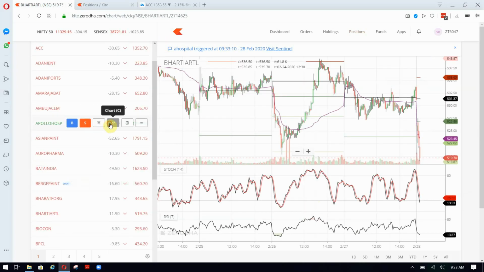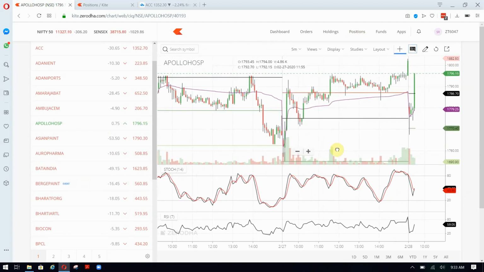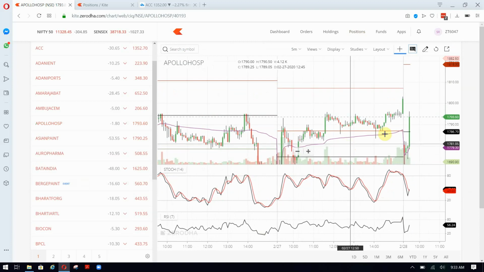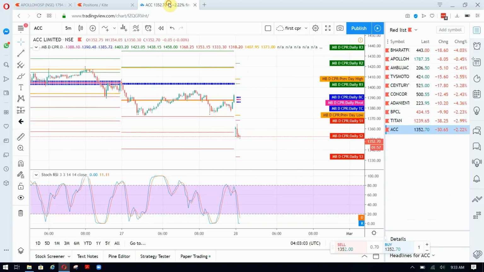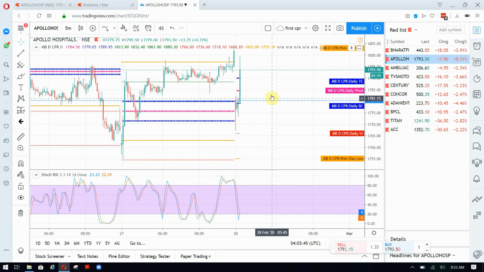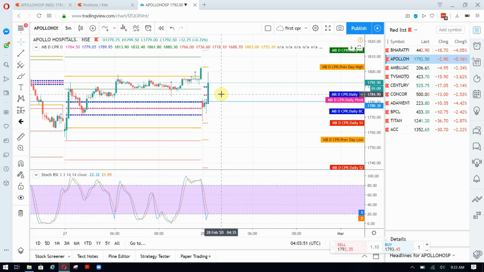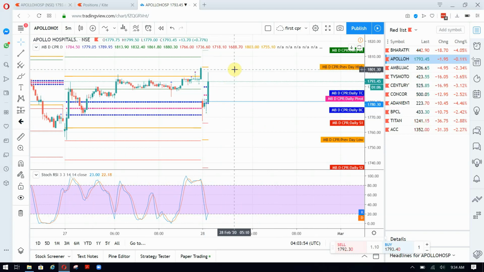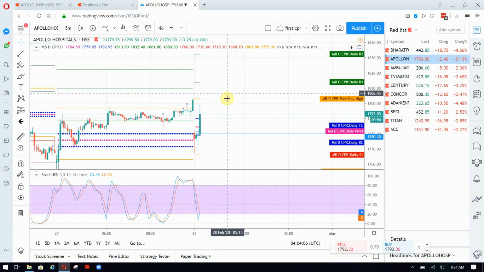So I'll go to Apollo Hospital and see how the prices are moving up. It jumped very quickly. So let me wait and not take any position because it's going very fast. And I use TradingView also to see the CPR rating here. I'll explain the CPR a little later. So it looks like potentially this Apollo Hospital will test the previous day high. If it breaks this, then definitely it will go up to resistance one very easily.